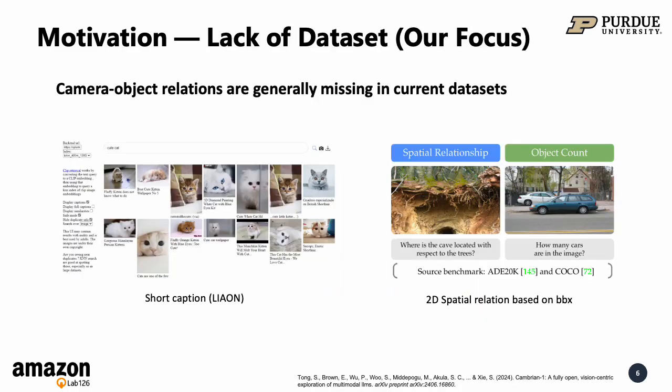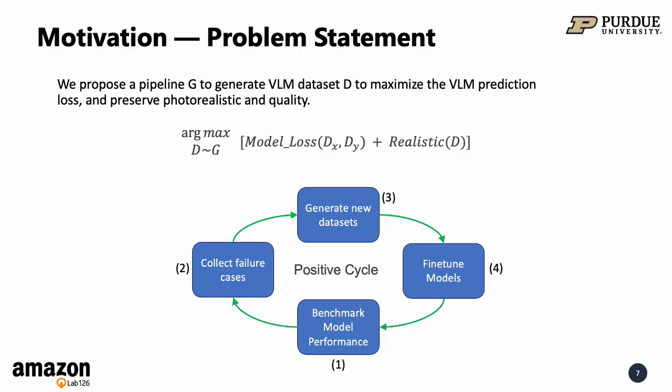We also try to search for datasets containing this information, but we find that these camera object relations are generally missing in the current VLM datasets. We propose a pipeline G to generate VLM dataset D in order to maximize the VLM prediction loss and preserve quality.